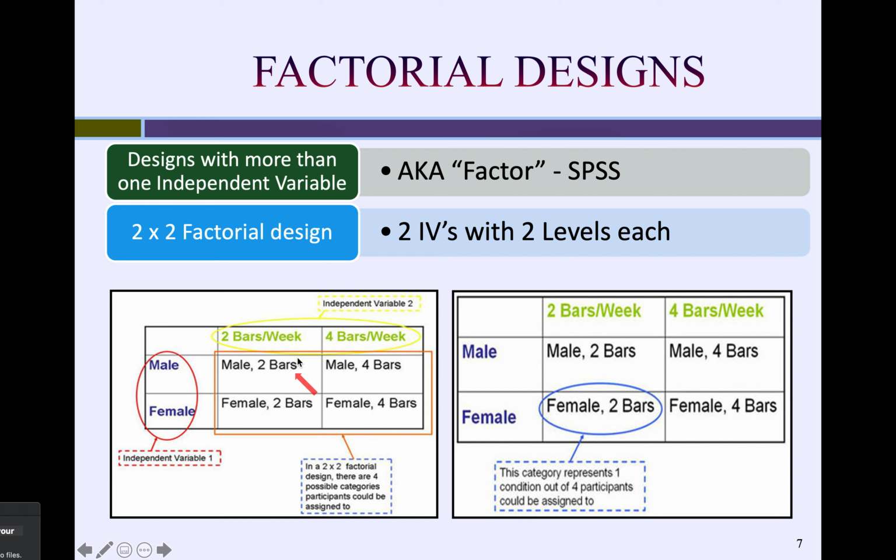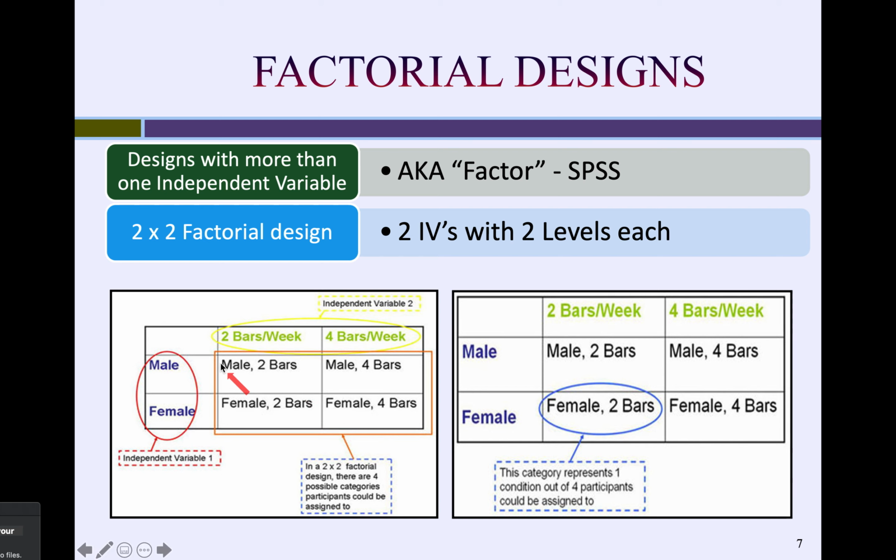Now, in this particular study, researchers wanted to find out over a period of 2 weeks, between males and females, and depending on if they ate 2 chocolate bars a week or 4 chocolate bars a week, how much weight would they gain, or what would the weight difference be between these groups. And so in a 2 by 2 factorial design, there are 4 possible categories that participants could be assigned to.